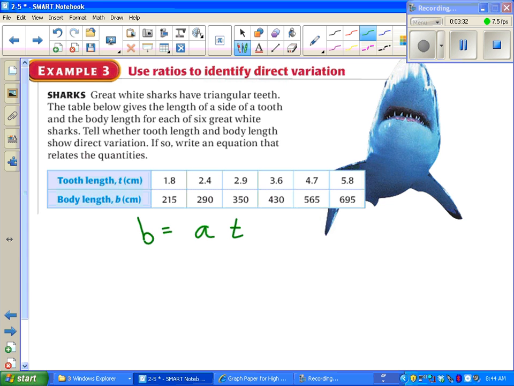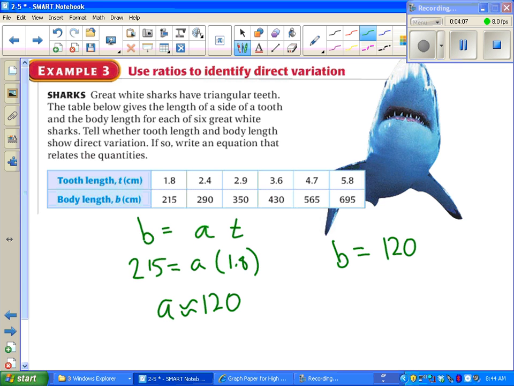Now if I choose a couple of values, like if I try plugging in the 215 equals a times 1.8, or if I do it with any other one of these pairs of numbers, I'll notice that every single time I get a number real close to 120. Not exactly 120, but no matter what pair of numbers I use, I always get something real close to 120. That makes a good case that tooth length and body length vary directly. My formula would be something like b equals 120t. It's not asking us to plug anything in, so we're done at this point.